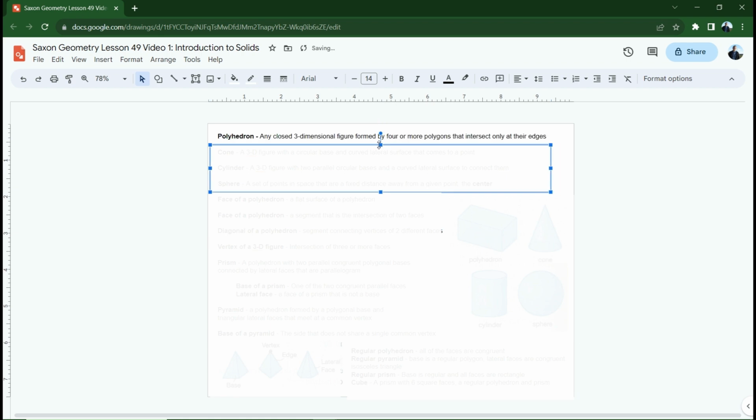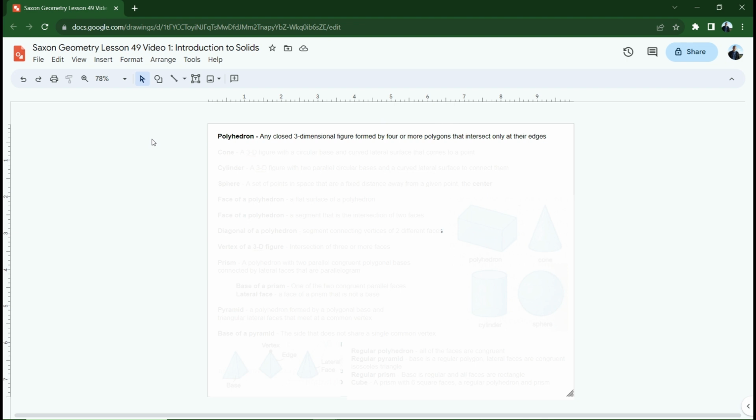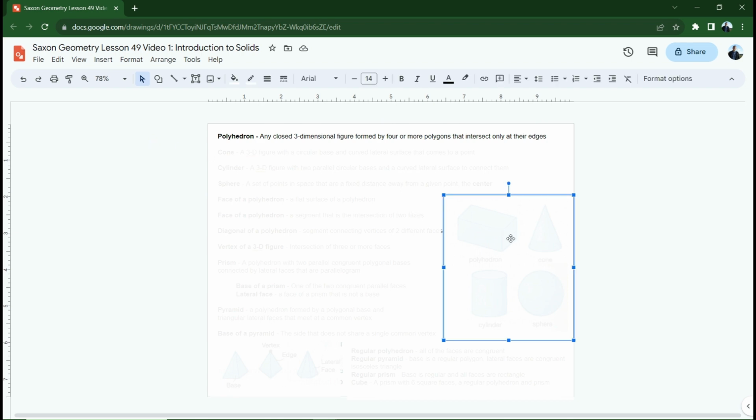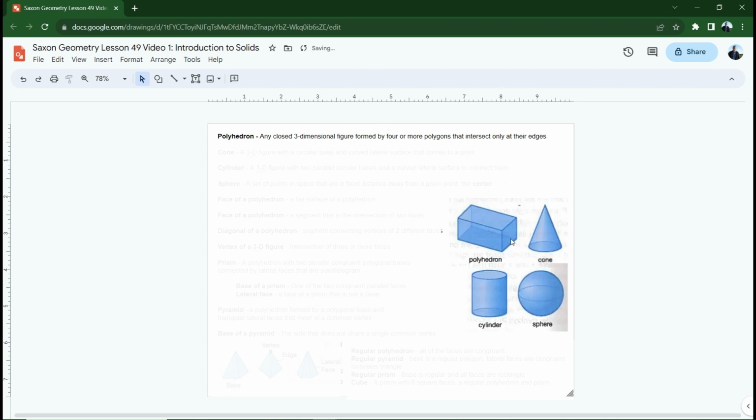A polyhedron is a closed three-dimensional figure formed by 4 or more polygons that intersect only at their edges. Now, we're going to learn about polyhedrons as opposed to some other shapes that would not be considered polyhedrons. Here's a polyhedron along with 3 other shapes that are not polyhedrons: a cone, a cylinder, and a sphere. Now, what makes a polyhedron so special in geometry as opposed to these other 3-dimensional shapes, solids? Well, here's what it is.